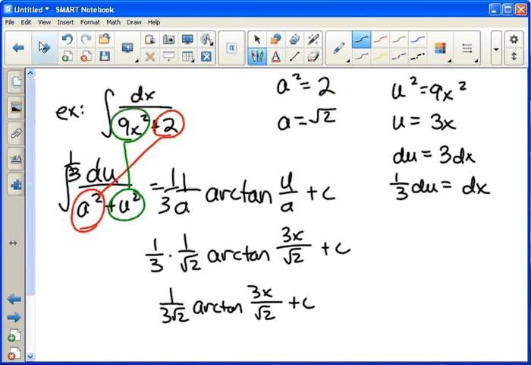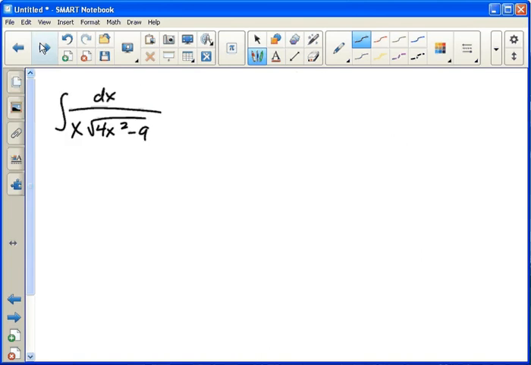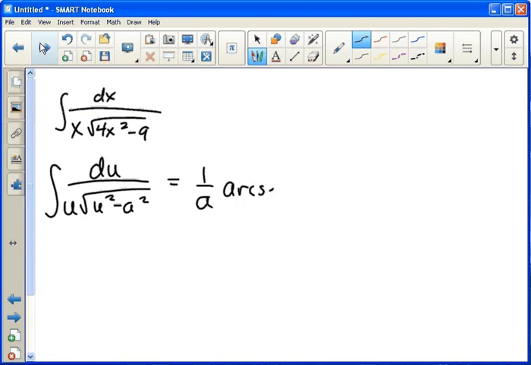Okay, final example. dx over x times the square root of 4x squared minus 9. You can see here we have a square root, so that tells us it's either sine or secant, and since there's something outside the square root, it must be secant. So the rule for secant is du over u square root of u squared minus a squared is equal to 1 over a arcsecant of absolute value of u over a plus c.